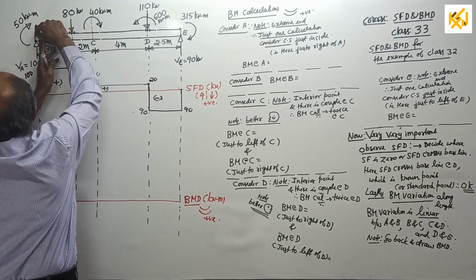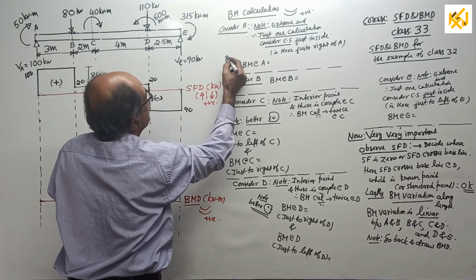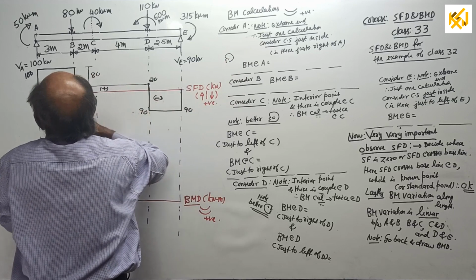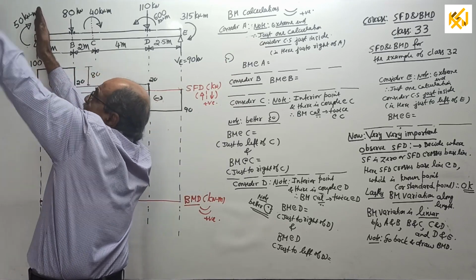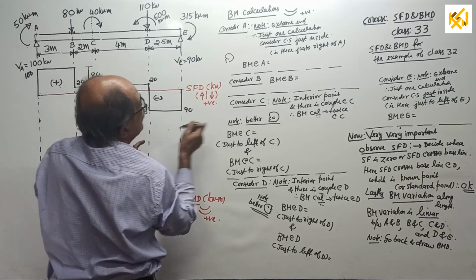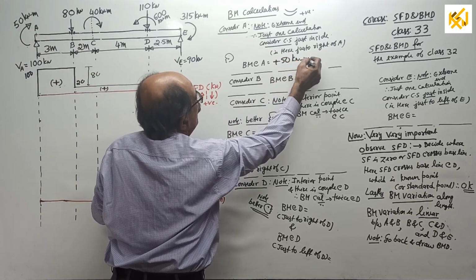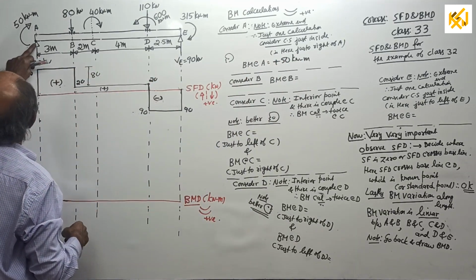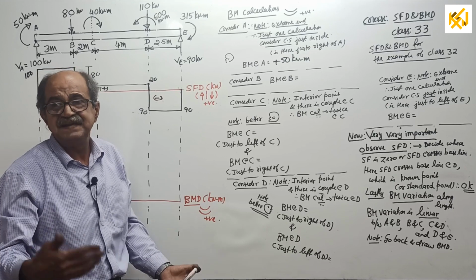See, come here. Now, look which side. I should not have to tell you, look left side. If you come slightly inside and look left side, it is plus 50 kilonewton meter. That's all. Remember, if it is a simple support and this couple is not there, it will be 0 then. Next time it will come.